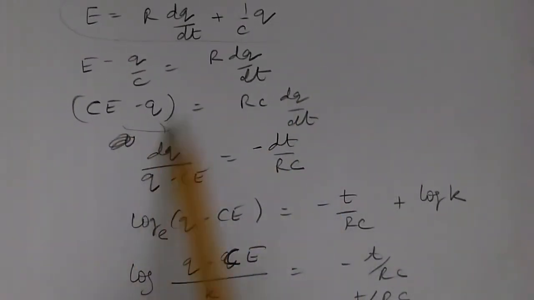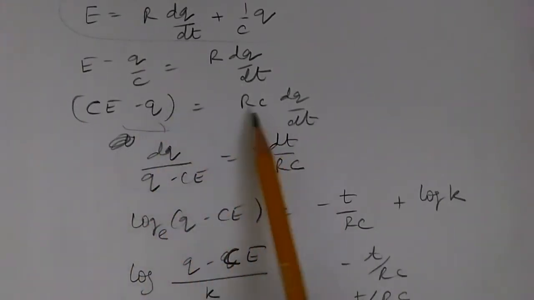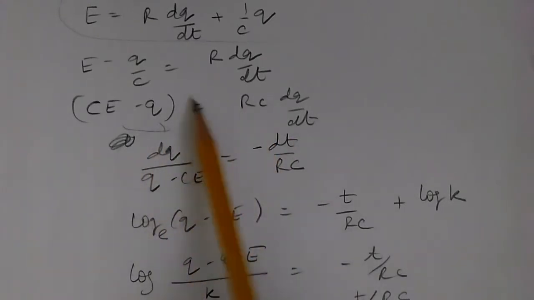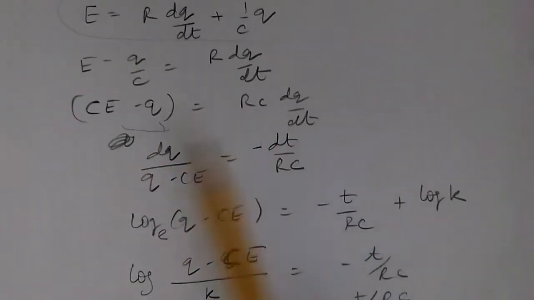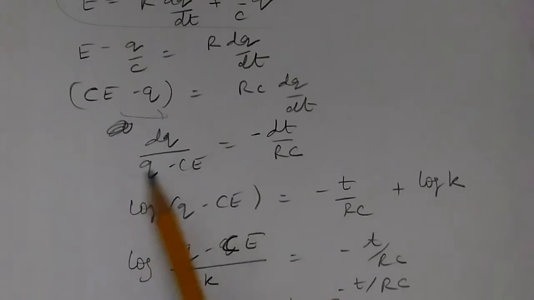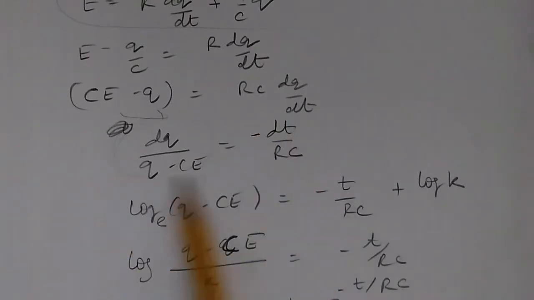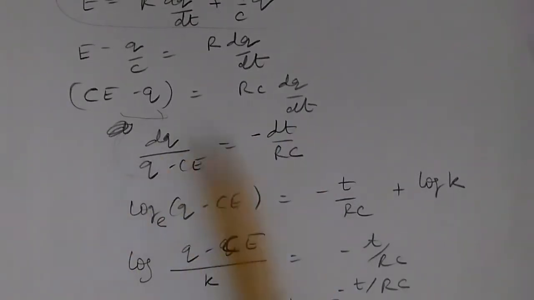Now we can take dQ divided by CE minus Q here, and RC dt goes over there, and divided by RC becomes dt by RC, and it comes over to this side. And finally we take the minus on this side, so it becomes easier. This CE minus Q becomes Q minus CE, and we have a minus sign here. So it's nothing but simplification and separation of Q and t.